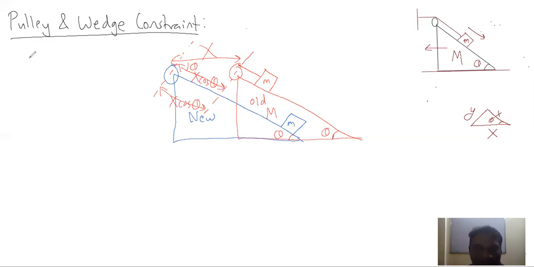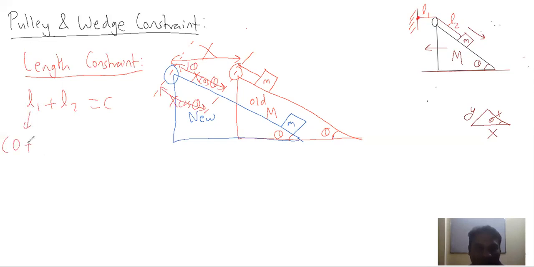And now if I apply length constraint, if you remember we have used length constraint. Why will we use length constraint here? Because in this case, this is length L1, this is length L2. In this case, L1 plus L2 is constant. So L1 plus L2 is what? Constant. So if I consider L1, this point is fixed. So for L1, we will have 0. And after that, we will have what?